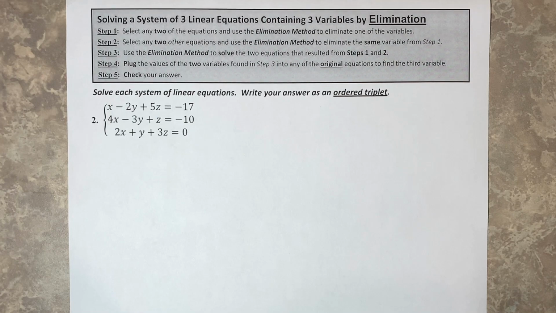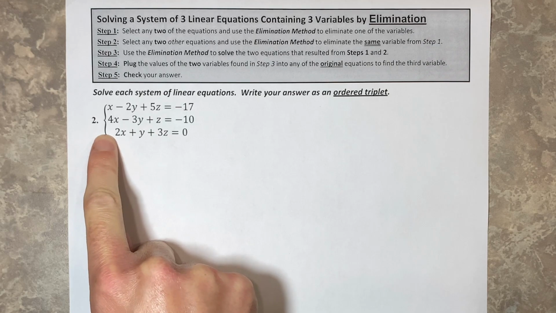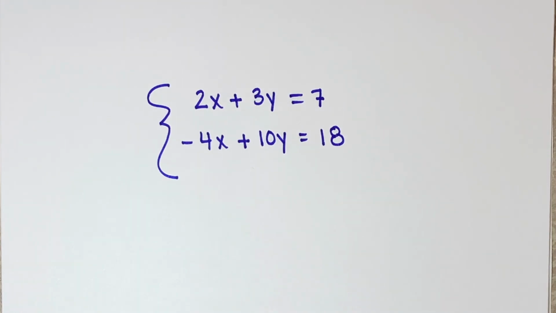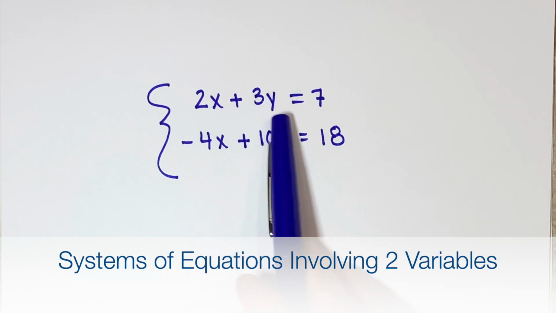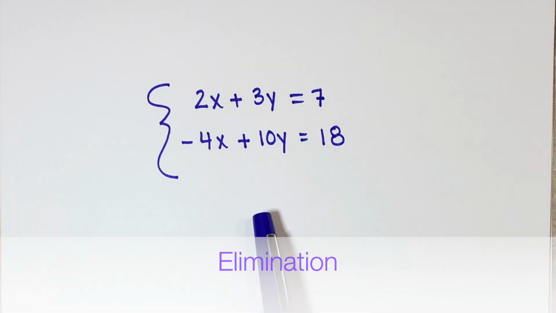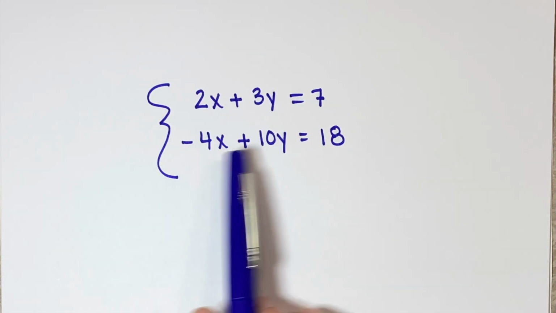Next, we're going to learn how to solve a system of equations involving three equations and three variables x, y, z. In chapter 3.1, we learned how to solve systems of equations involving two equations and two variables x and y. We solved these equations by graphing. The solution was the point of intersection. We also solved these equations using substitution, and we also solved these equations using elimination. All three of those methods work for solving systems of equations involving two equations and two variables.